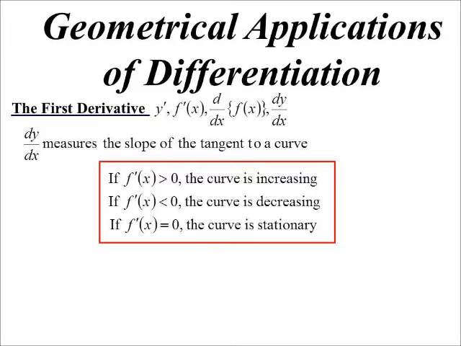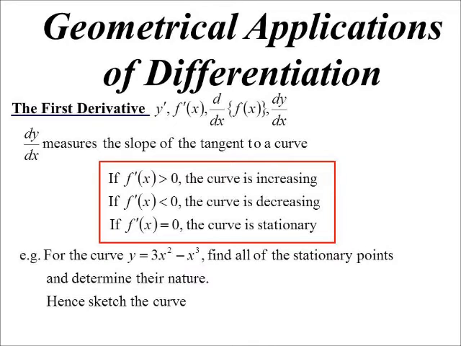So just using that very basic idea, we can draw a very rough sketch of a simple polynomial. So y equals 3x squared minus x cubed. We're going to find the stationary points and work out what they are. So dy dx is 6x minus 3x squared when we differentiate.